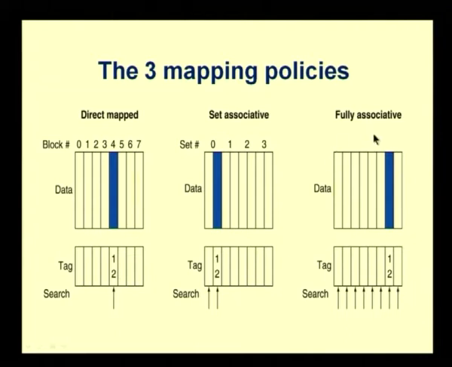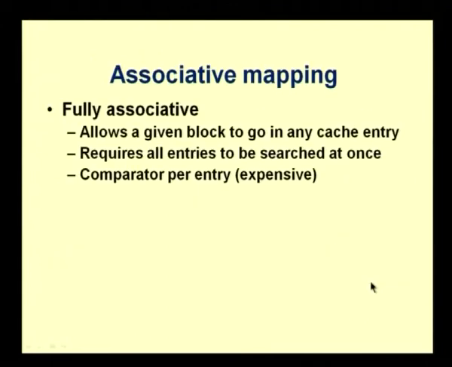So, in order for your fully associative cache to be fast enough, we have to make sure that all these comparisons are done simultaneously. So, it requires that all entries be searched at once, which obviously means that for every entry we need to have a comparator, which is what makes your fully associative cache a little more expensive. So, why a comparator per entry? Because we need to do all the comparisons simultaneously, and that makes it a little more expensive.